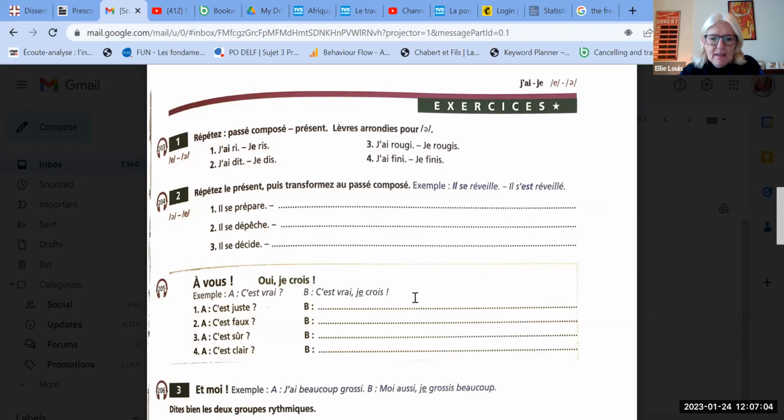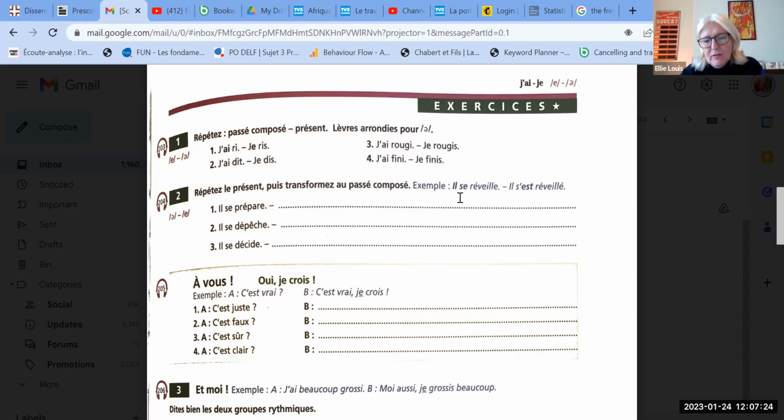Good. Okay. Let's have a look at this second exercise. So that was the difference between avoir, wasn't it? And using that for the passé composé and the present tense. So j'ai ri, je ris. And here we're going to see the difference between the present and the past as well.